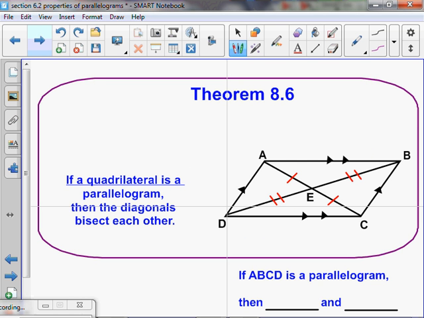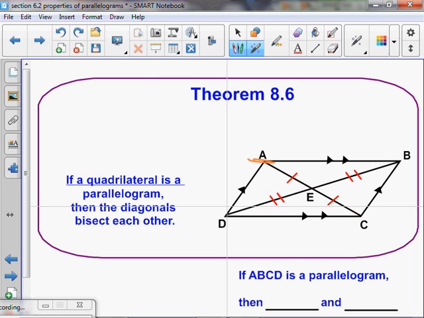Theorem 8.6, we've got more. If a quadrilateral is a parallelogram, then the diagonals bisect each other. Remember, bisect means, well, let's first go back to diagonals. Diagonals are lines that connect two non-adjacent vertices in a polygon.